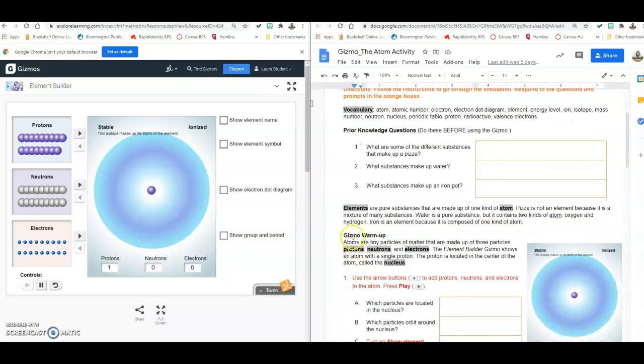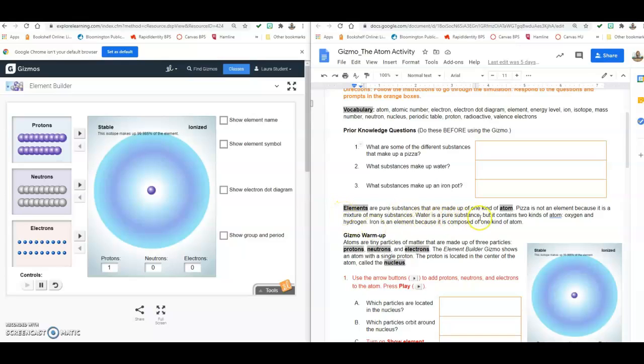All right, let's take a look. It's important to complete this assignment where you read every part so you can follow along with me here. Elements are pure substances that are made up of one kind of atom. Pizza is not an element because it's a mixture of many substances.